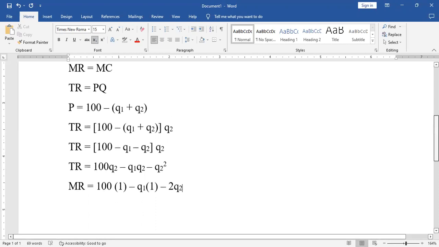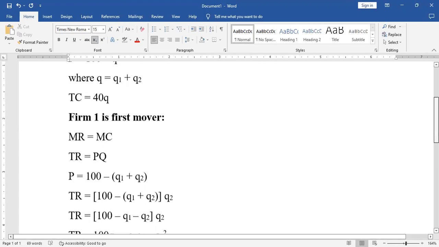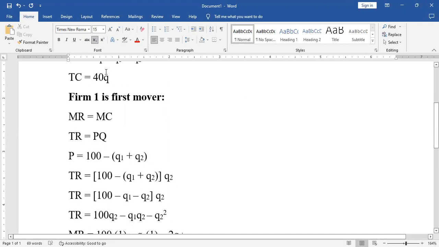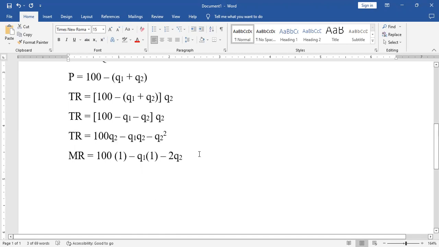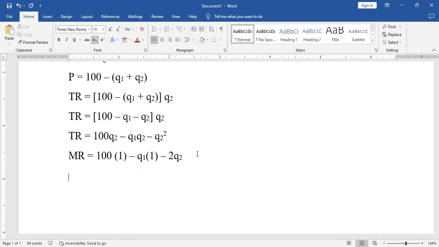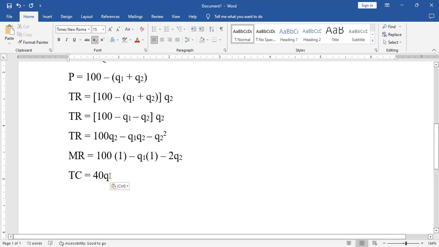So to get the reaction function, we also need to find the marginal cost. Remember, the total cost is the same for the two firms. So the total cost for firm 1 will be 40Q1, and the total cost for firm 2 will be 40Q2. Now we're going to derive the total cost so that we can have the marginal cost.